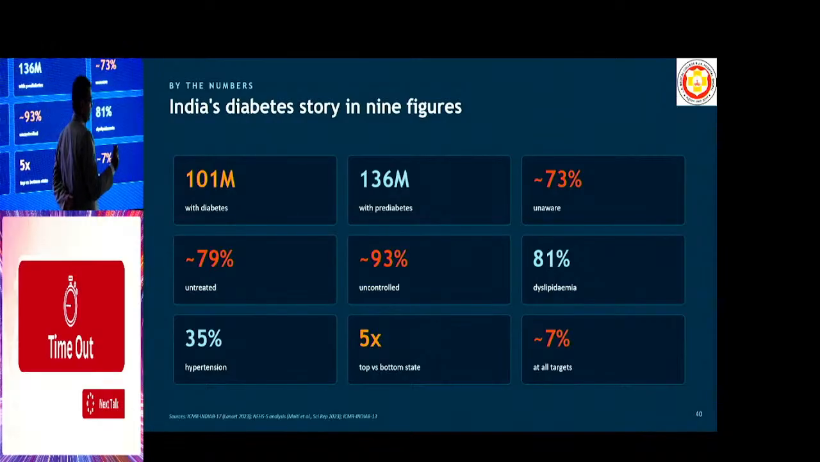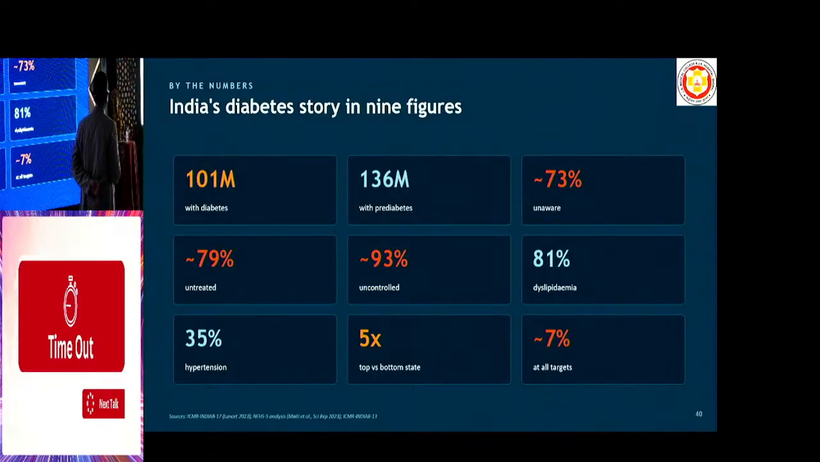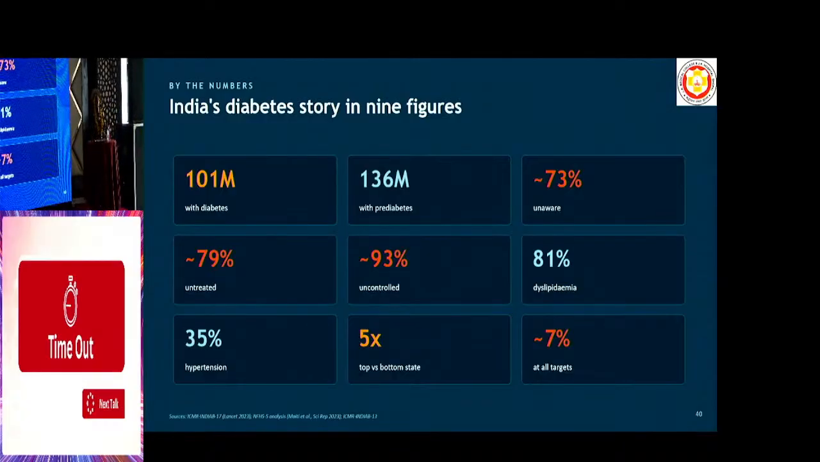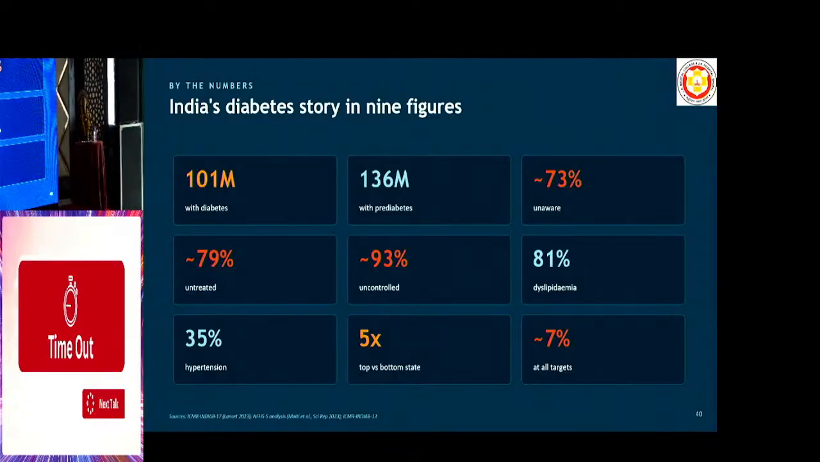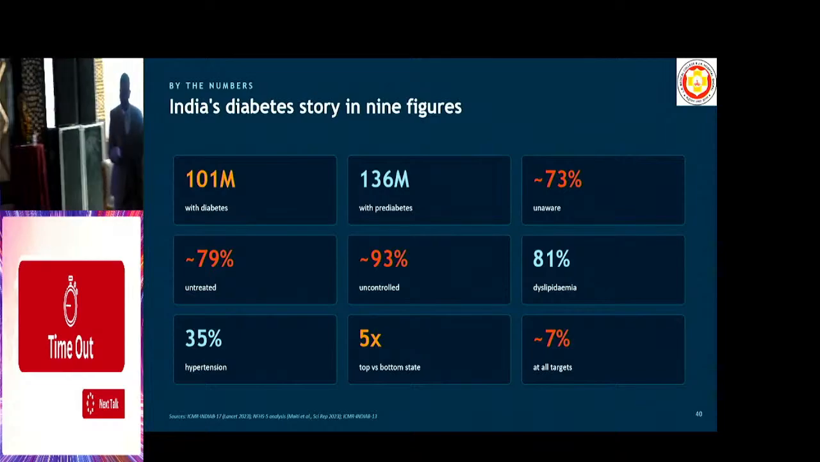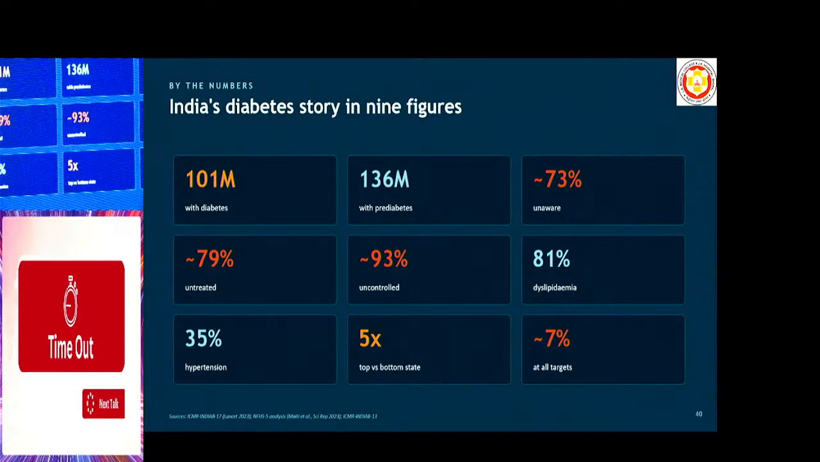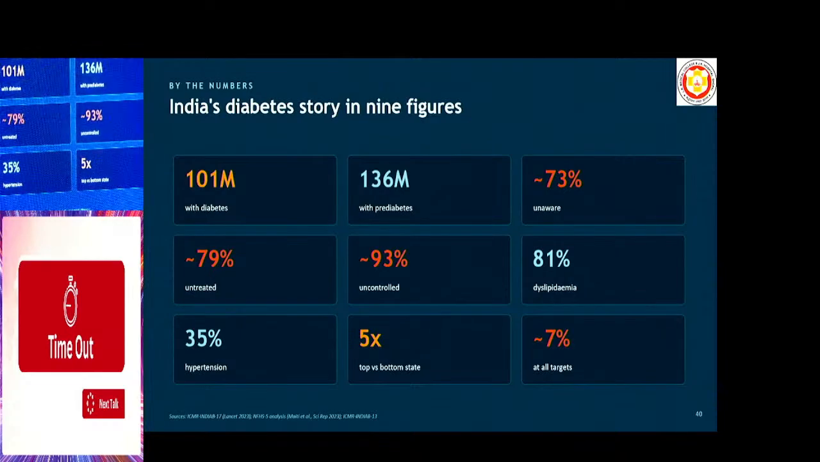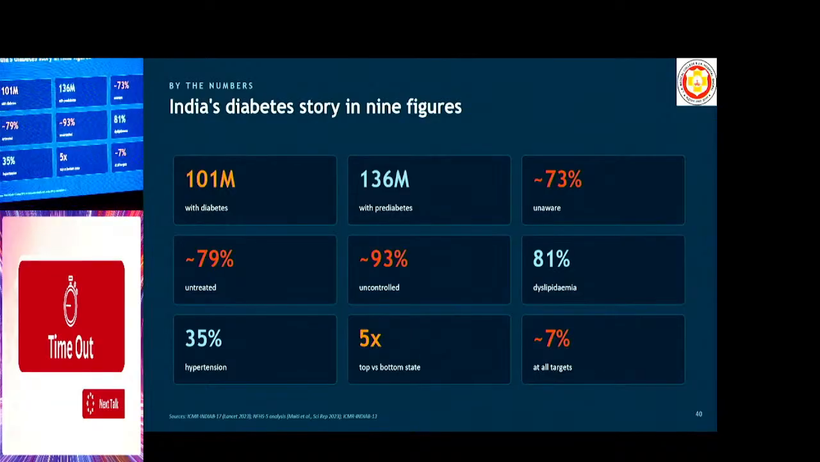101 मिलियन यानी 10 करोड़ लोगों को डायबिटीज है, 13.6 करोड़ लोगों को प्री डायबिटीज है, 73% unaware हैं, 79% untreated हैं, 93% uncontrolled हैं. दुनिया भर की दवाइयां सब कुछ मिला के 7% पे केवल population ऐसी जिसको treatment का फायदा मिलने वाला है. 81% को dyslipidemia है, 35% को hypertension है.